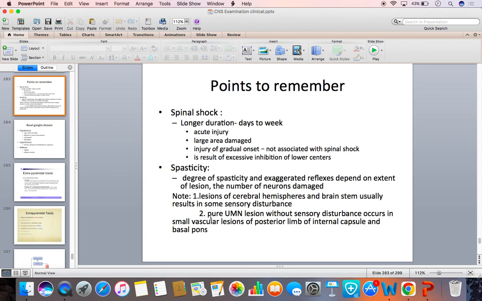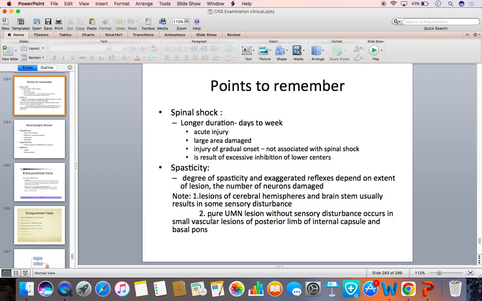What are the points to remember? Number one, try to remember what is spinal shock. Longer duration, days to weeks. That is, duration depends upon the acuity of injury. If the injury is acute, it takes longer time. Large area damage, the spinal shock is of long duration. Injury of gradual onset is usually not associated with spinal shock. If there is acute injury, if the area of injury is large, then longer is the duration of spinal shock.